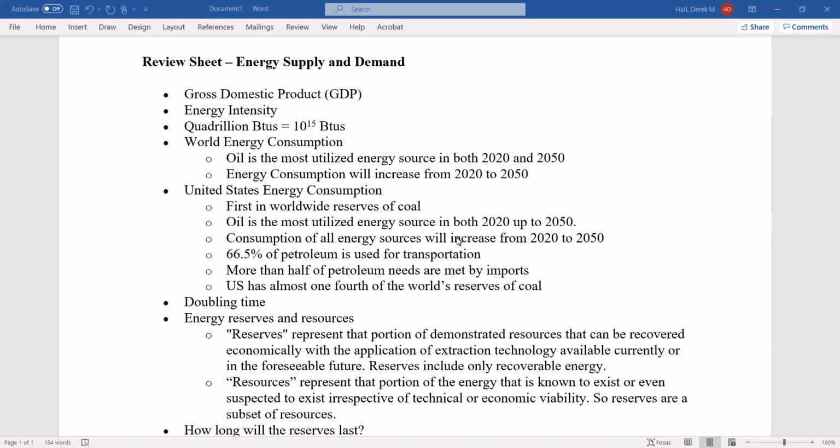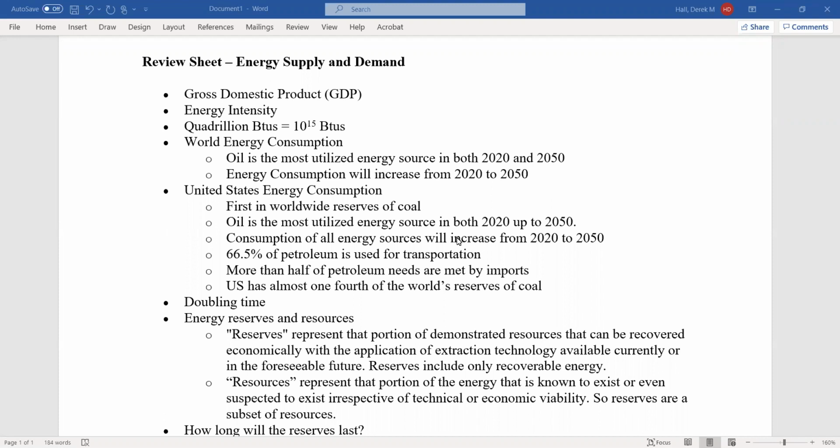So you've finished lesson 2 on energy supply and demand. And again, we've made a review sheet to help you identify some of the key components of this lesson to better prepare yourself for the quiz. So one of the first points is gross domestic product. You may have seen this in an economics class, but we're introducing this so you understand the relationship between productivity in nations and how that relates to energy use.